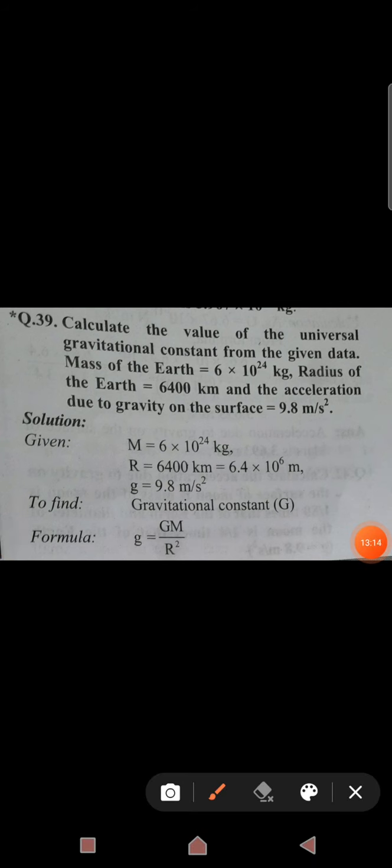So we know the mathematical formula, g is equal to GM upon r square. Friends, the gravitational constant has the value 6.67 into 10 raised to minus 11 Newton meter square per kilogram square. So before solving this question we should know that that is the standard value, and as all the standard values are given, so our final answer should be very close to that constant value. Now we'll move to the solution of this question.